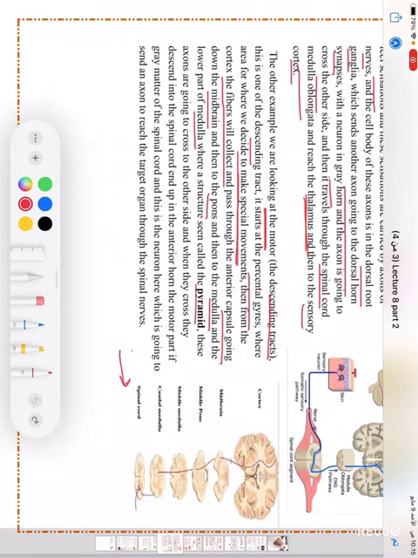These axons are going to cross to the other side, and when they cross into the spinal cord they end up in the anterior horn, the motor part of the gray matter of the spinal cord, and there is a neuron here which sends an axon to reach the target organ through spinal nerves.